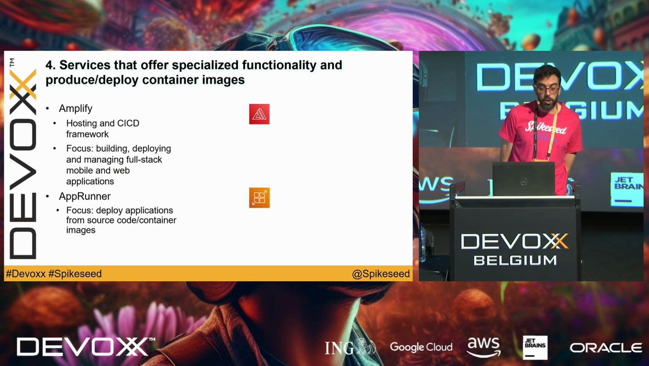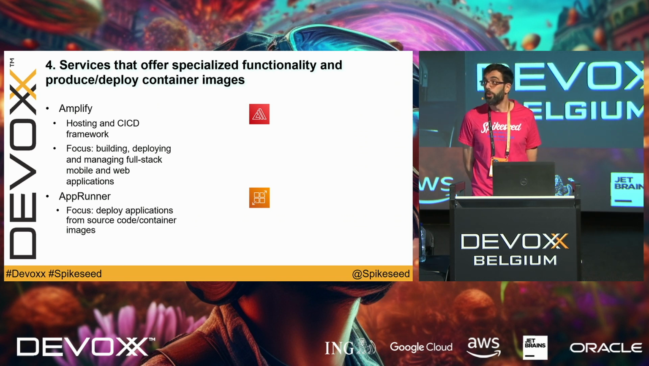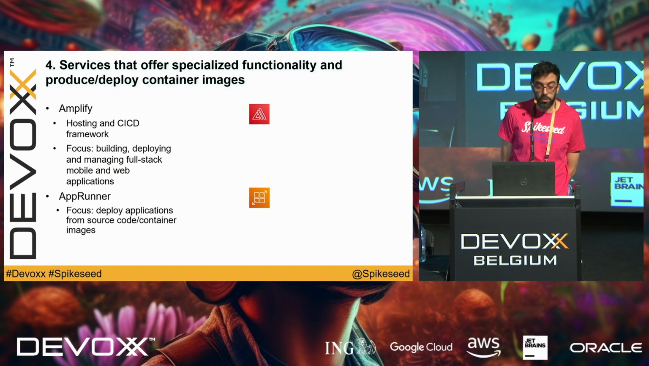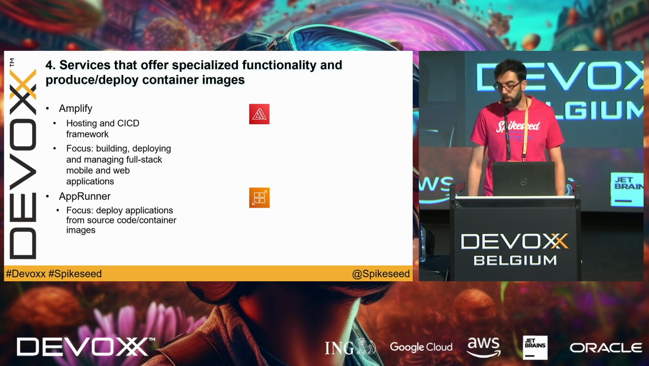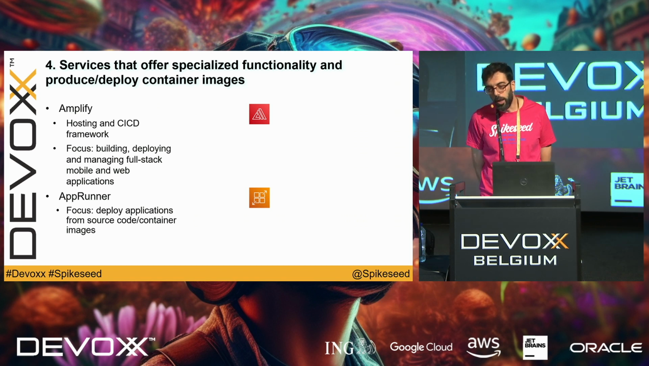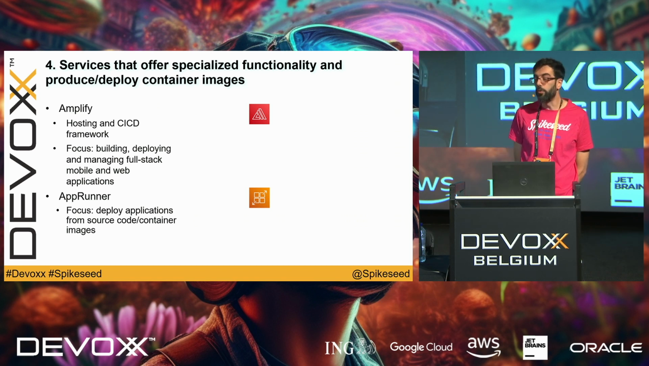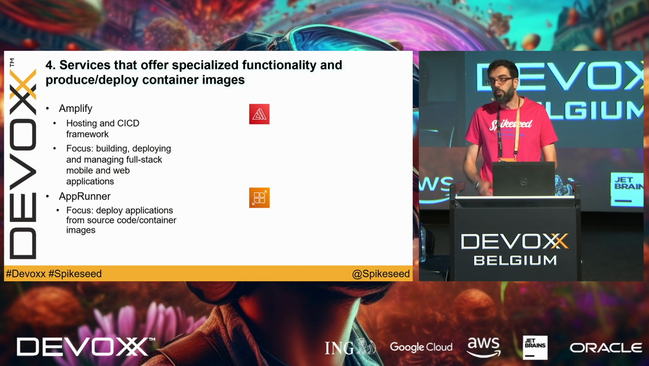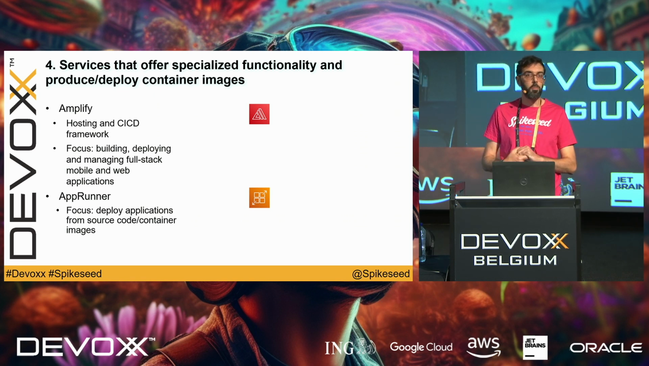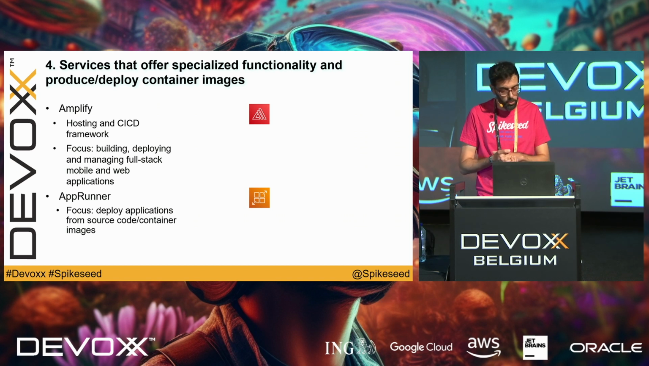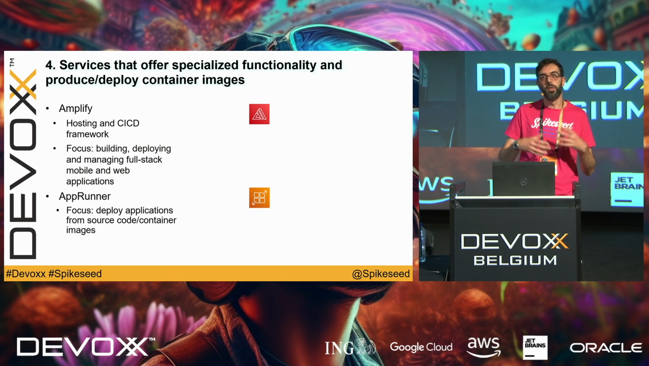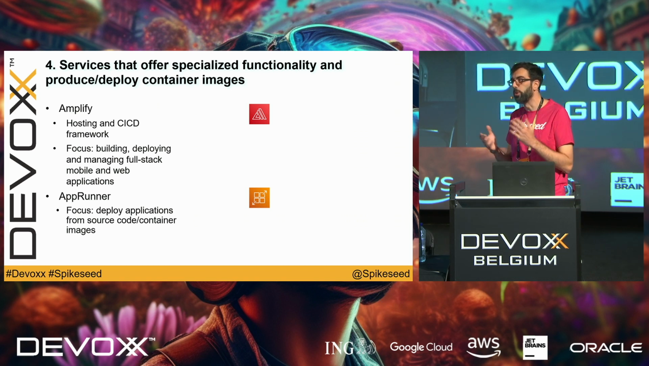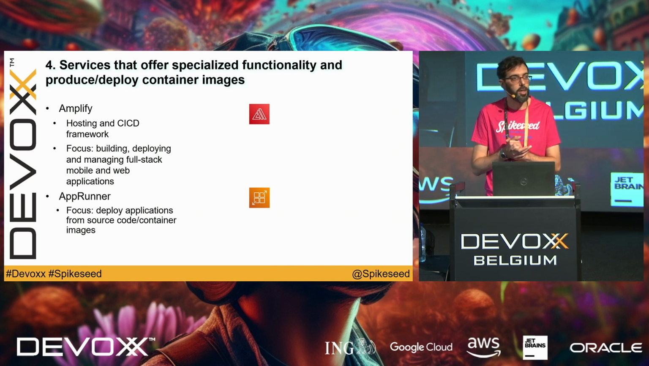Finally, services that offer a specialized functionality, but also produce and deploy container images are Amplify, mentioned before, so it's a bit of an overlap, and App Runner. So to, let's say, clarify what's the difference between the two, they have a different focus. Amplify's focus is really on building, deploying, and managing full-stack applications. So with Amplify, you can go very far. You can build your application from end to end. App Runner, like I said before, is more focused on running web applications or whatever application you want to run from a single container.